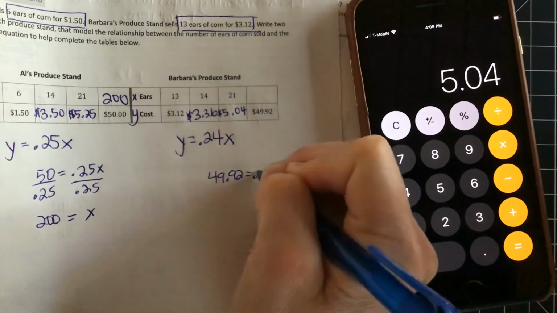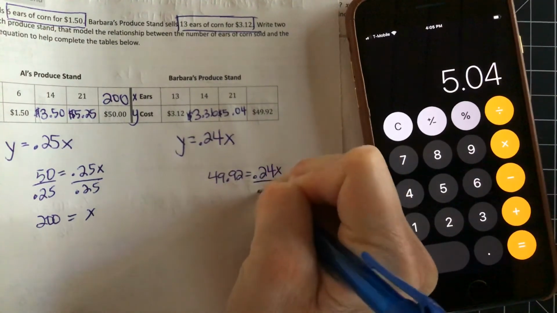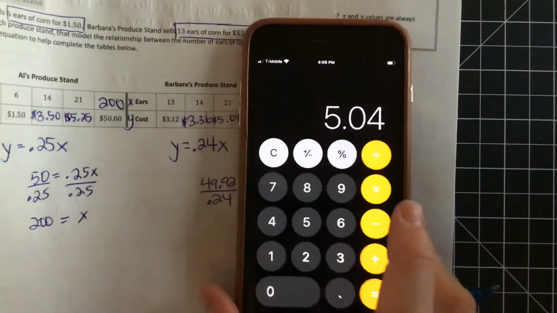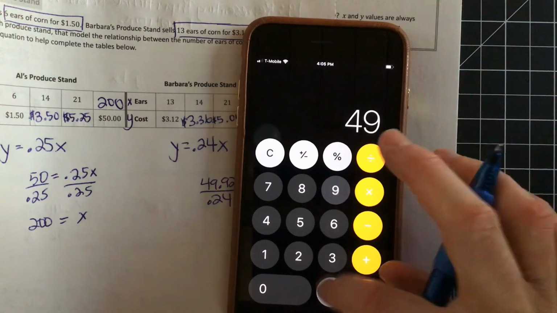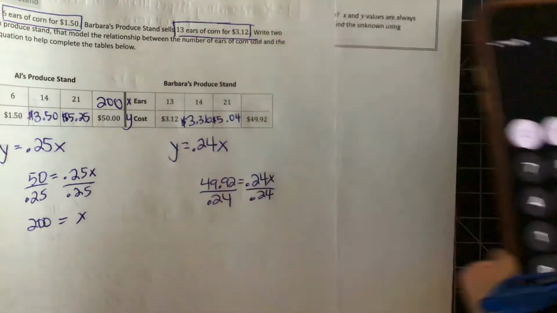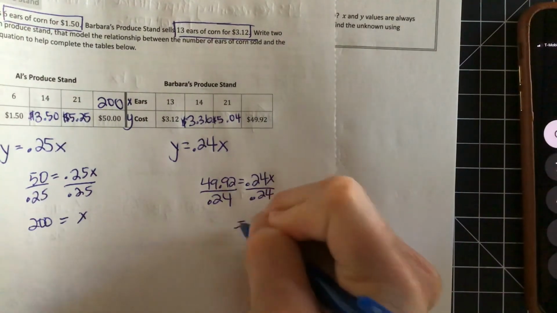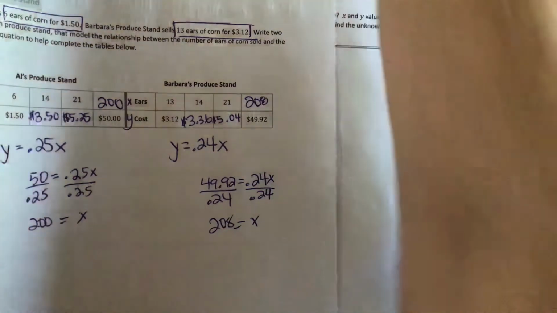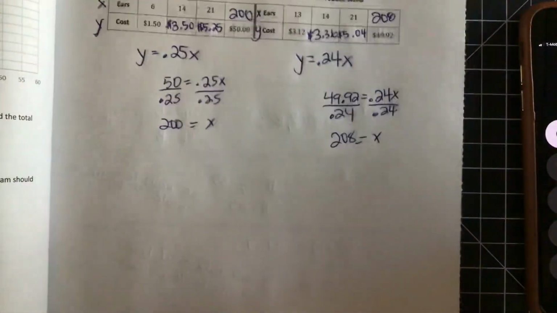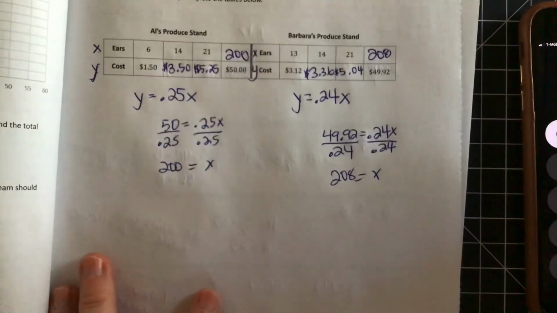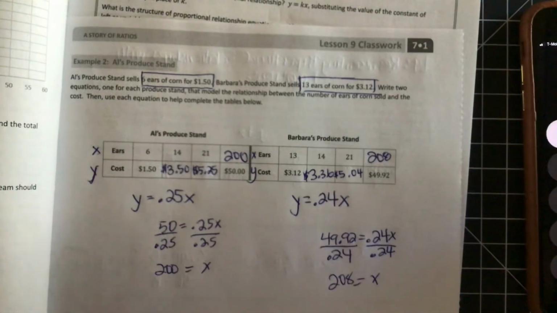And then we have that 49.92 equals 24 cents times X. Divide both sides by 24 cents. And you should get 49.92 divided by 0.24 is equal to 208 ears of corn. 208. Okay. There were no more questions. So that is the final problem in this unit, or in this lesson.